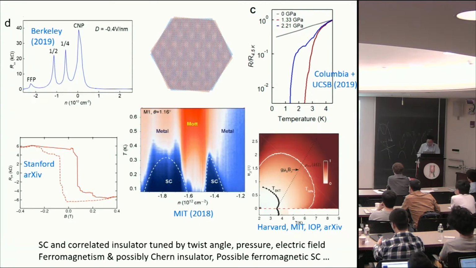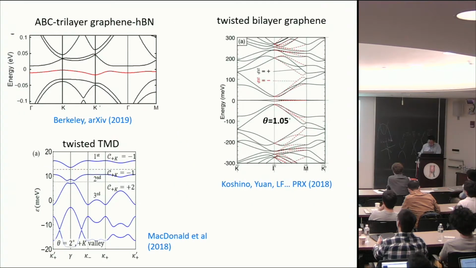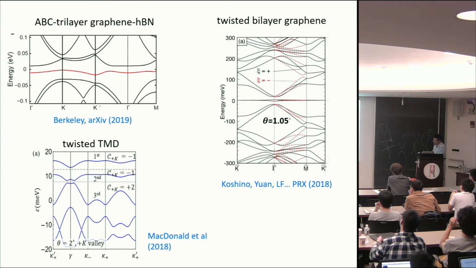So again, there are many different ways to look at these systems. And one scenario involves a flat band. For example, in twisted bilayer graphene, when you go to this magic angle, first found by Allan MacDonald, you see the bandwidths become very small. You can have almost flat bands. And the earlier talk was about trilayer graphene on hBN. There are also studies on twisted TMD, where you also have isolated flat bands.